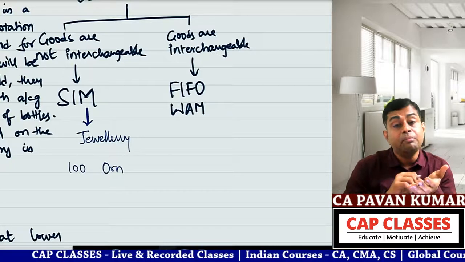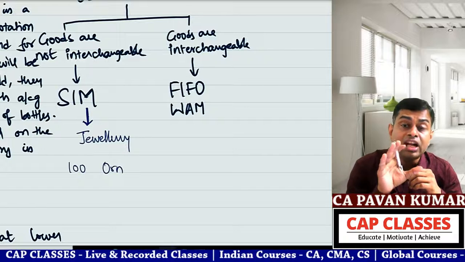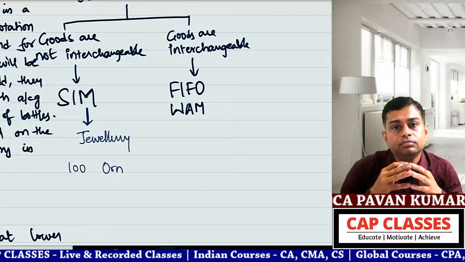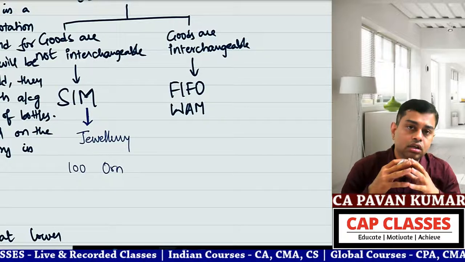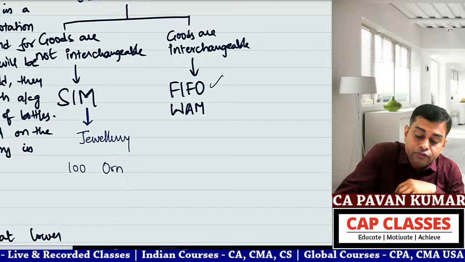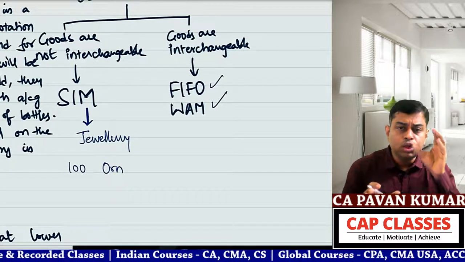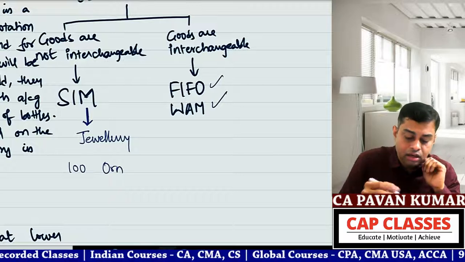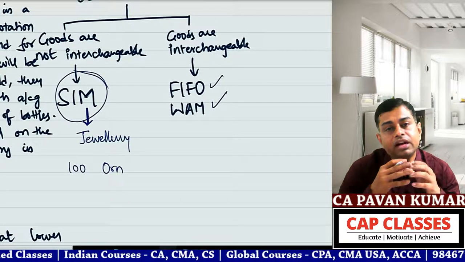But they might not have barcodes and you might not be able to identify what is what. So on an average you bought. These are the situations where you follow FIFO or weighted average method. But to the extent it is identifiable, you have to use specific identification method.